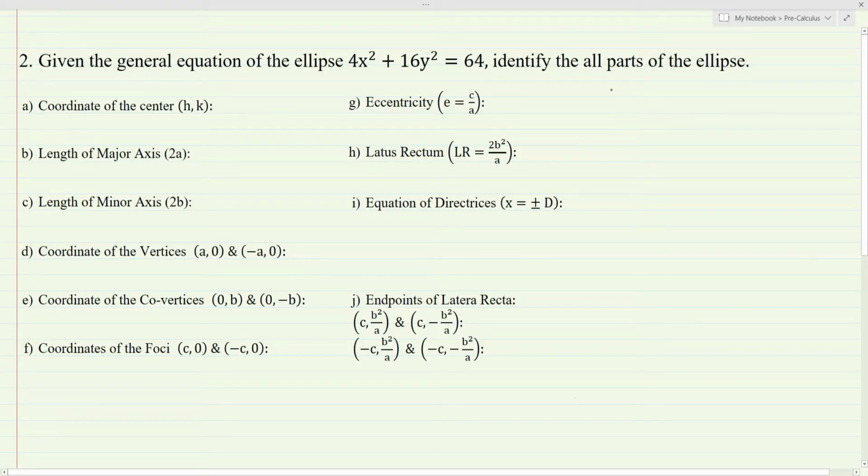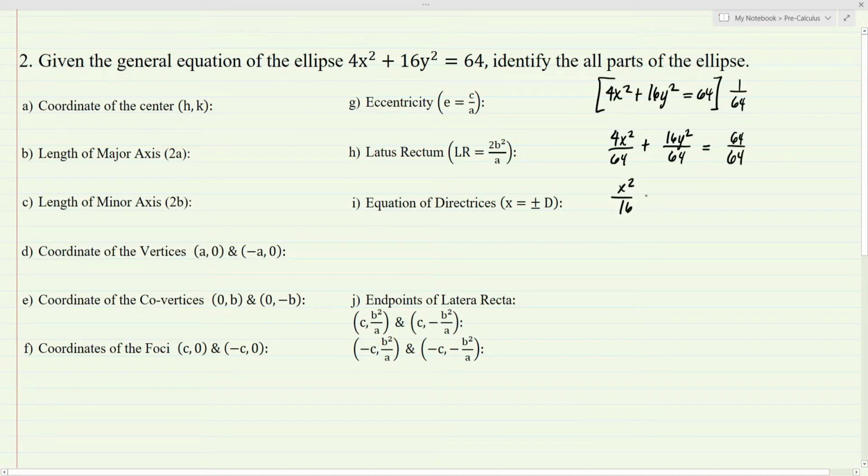So I would have here 4x squared plus 16y squared equals 64. Then I would need to divide both sides by 64 to make the right side of the equation equal to 1. So I would have here 4x squared over 64 plus 16y squared over 64 equals 64 over 64. Simplifying, I would have here x squared over 16 plus y squared over 4 equals 1. So this would be the standard equation of the ellipse.